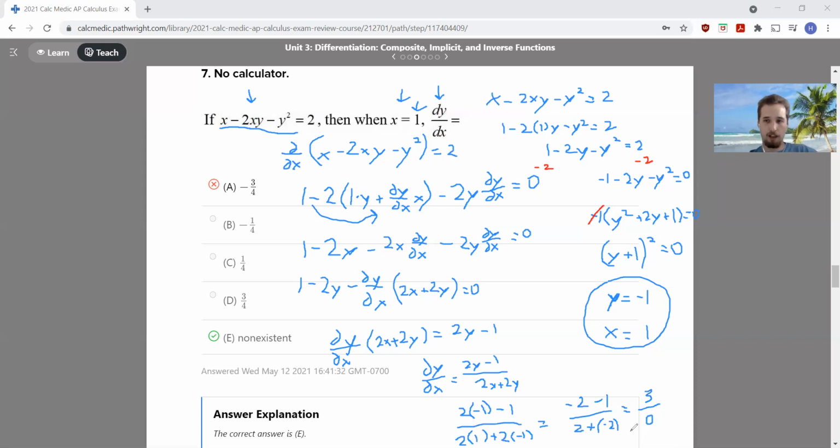We can't ever get anything over 0. If we get something over 0, that's not good. This is actually non-existent. Because we get a 0 in the denominator, that does not compute, does not exist. So that's why I get the answer of E, non-existent. And now you know how to do the problem that messed me up.